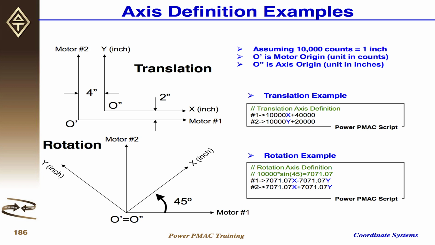So you can do rotation by just making a motor defined to a linear combination of multiple different axes, and you can do translation by just adding an offset onto it.